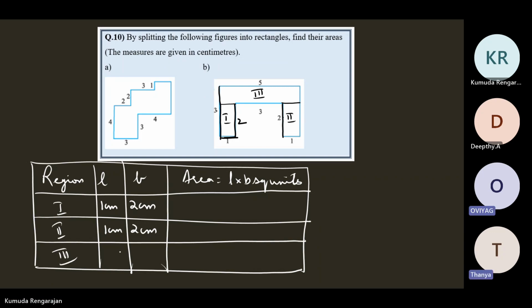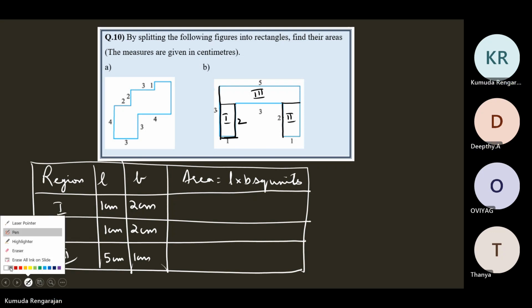Ma'am, I think the answer is 3 and 5. No, ma'am, 1 and 5. Okay, 1 and 5. What about Deepthi? Ma'am, I think it's 1 and 5. Yes, 1 and 5. That is, the length is 5 centimeters and the breadth is 1 centimeter.